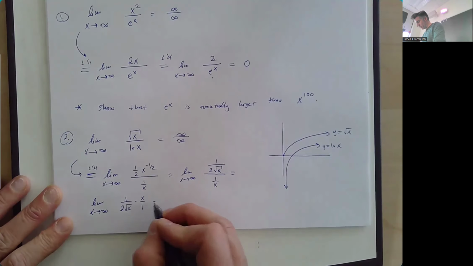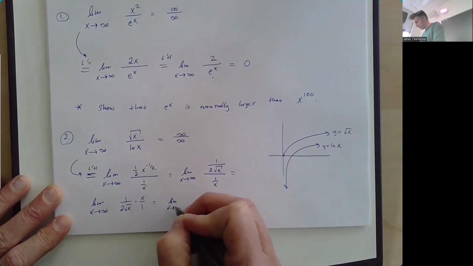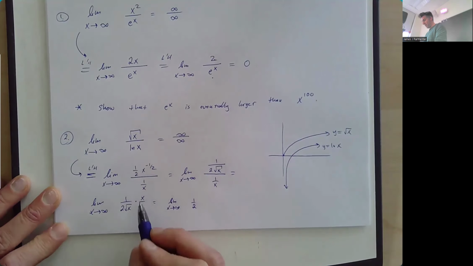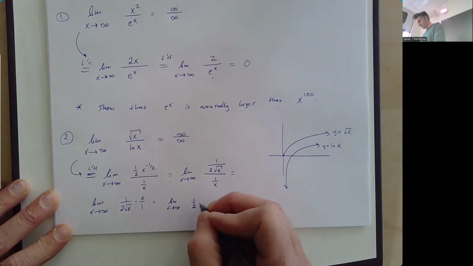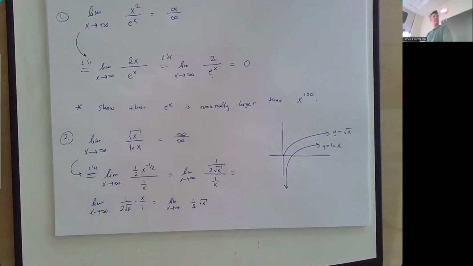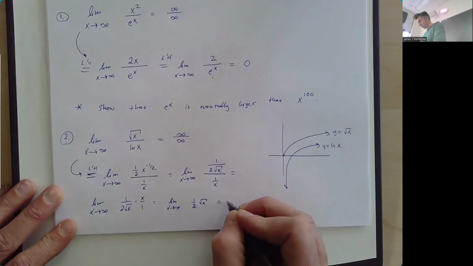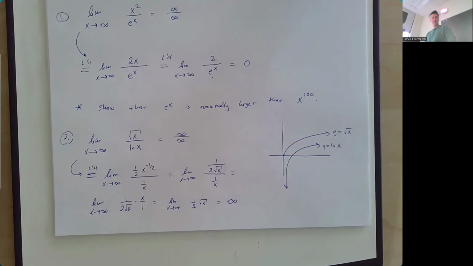And then that's going to end up being the limit as x goes to infinity of 1/2 times x divided by the square root of x, which is the square root of x. And as x goes to infinity, 1/2 times the square root of x also goes to infinity. So technically, this limit doesn't exist because infinity is not a real number, but we would still say the limit is infinity.